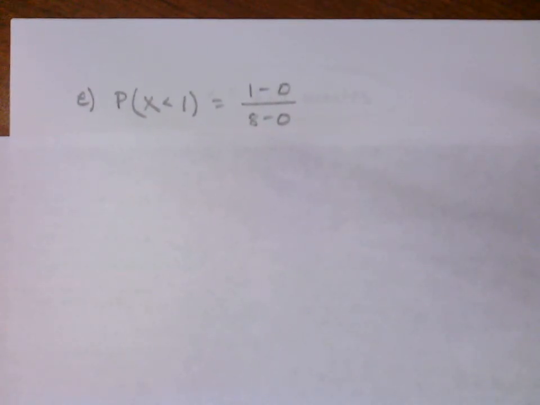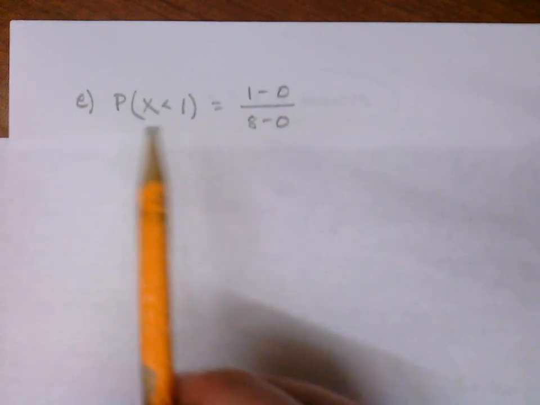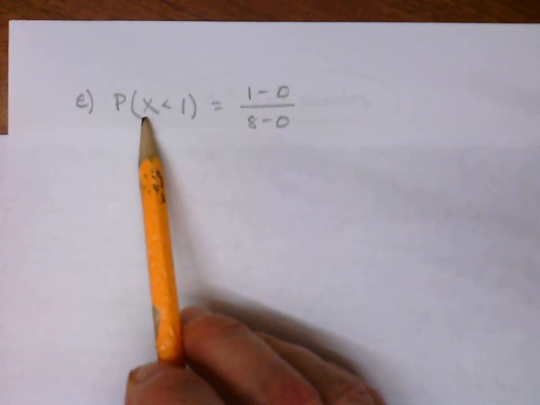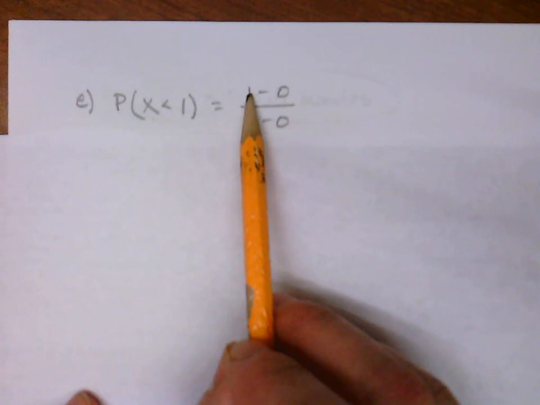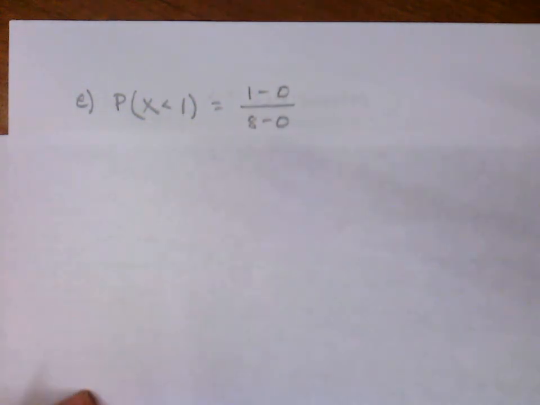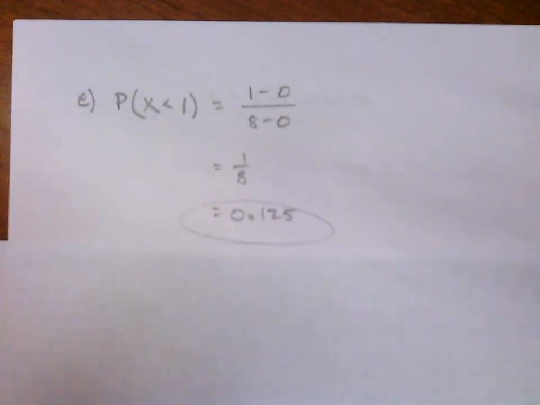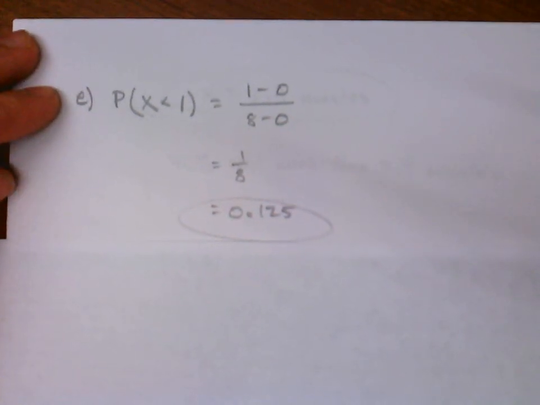Part E says, what's the probability that a commuter waits less than 1 minute? Now this one is really straightforward. I won't repeat the formula. Capital X less than 1, somebody's waiting less than 1 minute. Well, we plug in our x minus a over b minus a: 1 minus 0 over 8 minus 0. And we simplify that. Of course, that's 1/8, and we get the decimal 0.125. The chances somebody waits less than a minute, they've got a 1 out of 8 chance. Makes sense for a uniform distribution.